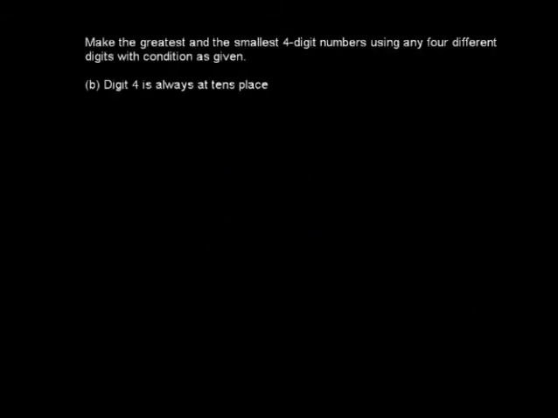Let's take some more examples. Form the greatest and the smallest 4-digit numbers using any 4 different digits with the condition as given. Digit 4 is always at the tens place. So I'll write first all the digits: 0, 1, 2, 3, 4, 5, 6, 7, 8 and 9. 4 is always at the tens place, so this is fixed. Now forget this digit.